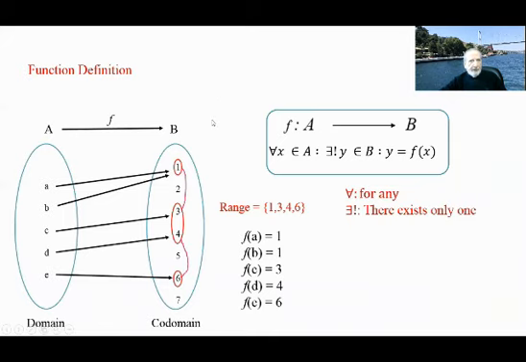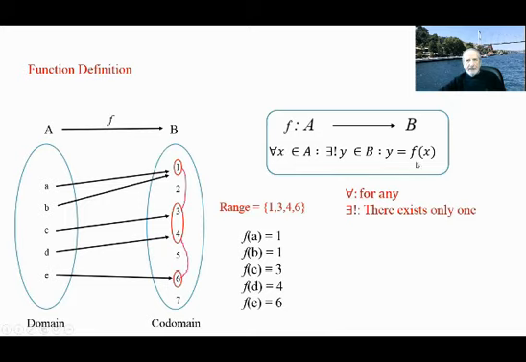A function is a rule that assigns to each element from a set A, called the domain, only one element from a set B, called the codomain. So we have a domain, a codomain, and a rule that assigns to each element from A one element from B.